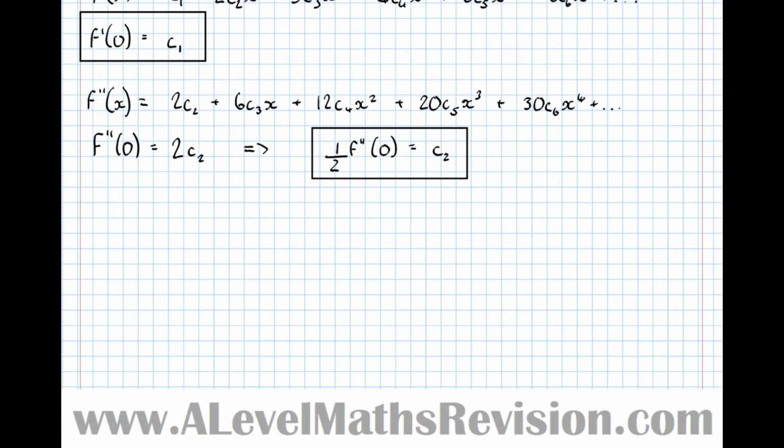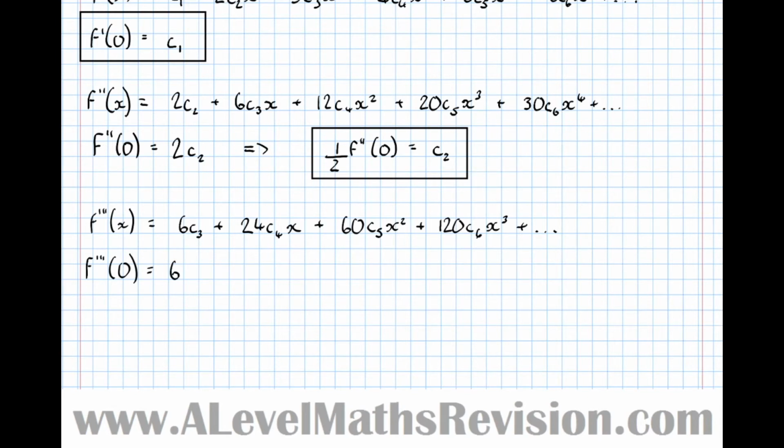Differentiate again. So now f triple dash. So f triple dash of x equals 6C3 plus 24C4 x plus 60C5 x squared plus 120C6 x cubed, and so on. Notice if we sub 0 in here, we get 6C3, which implies that 1/6 f triple dash of 0 equals C3. So we're deriving how to find the value of all the constants here.